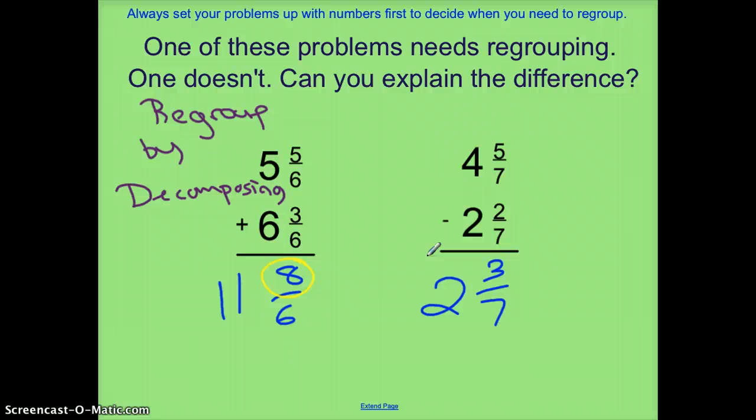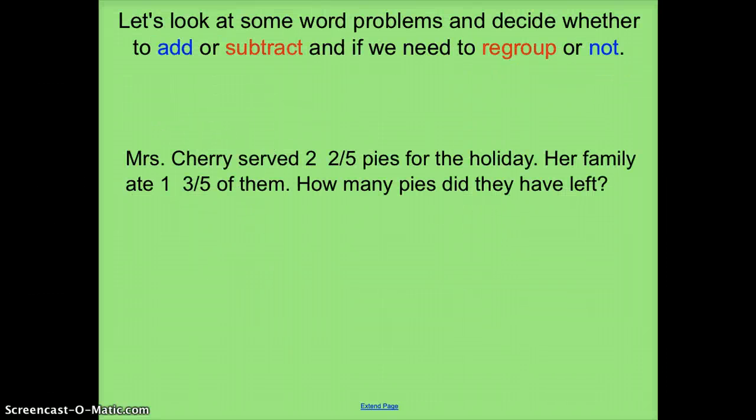So we'll look at a few problems as an example. In this word problem, when we read it and think about it, we need to think about, are we adding or subtracting? And do we need to regroup or not? So this problem says, Mrs. Cherry served 2 2/5 pies for the holiday. Her family ate 1 3/5 of them. How many pies did they have left?